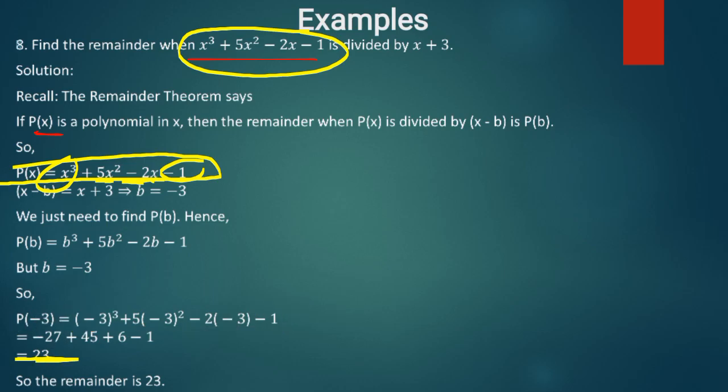By the time you simplify, your final answer is, sorry, 23. So the remainder is 23. Okay, so that's how you find the remainder using the remainder theorem.